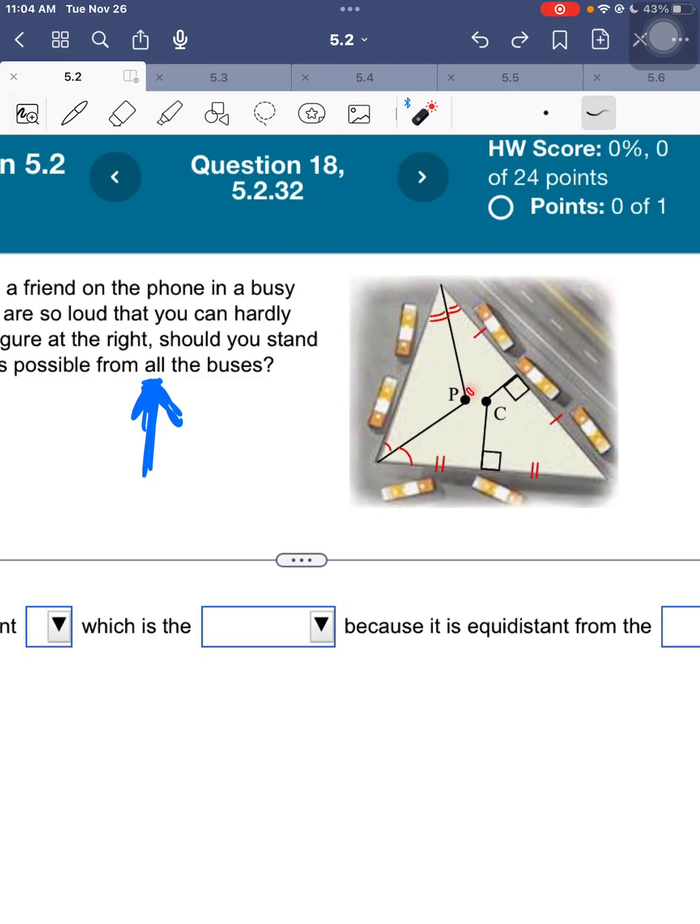And now let's look at this P. I have angle bisectors. So now I have angle bisectors intersecting at this P. And what is this P going to be? Incenter. Now, let's go back to circumcenter. What do I know about circumcenter?